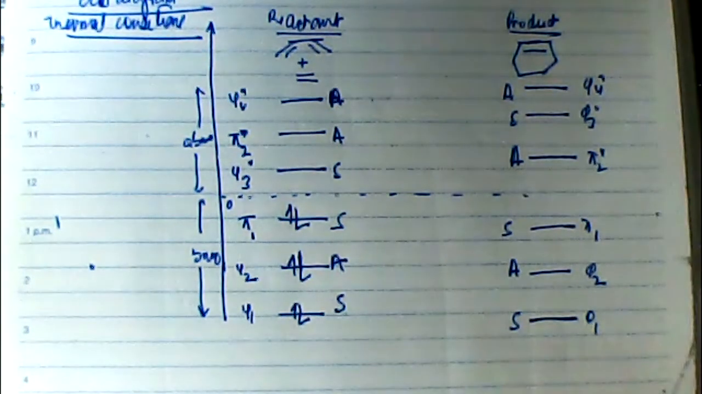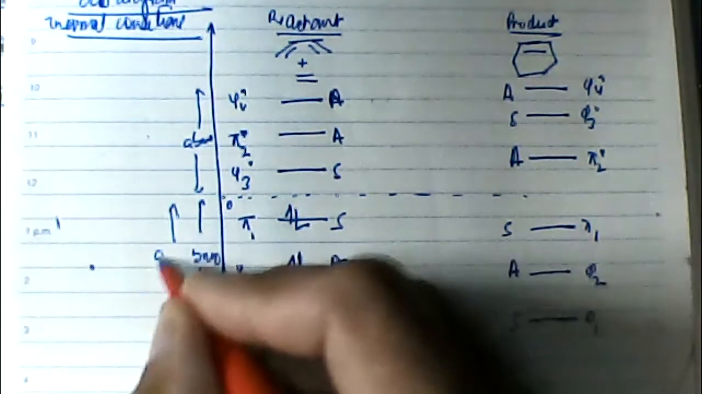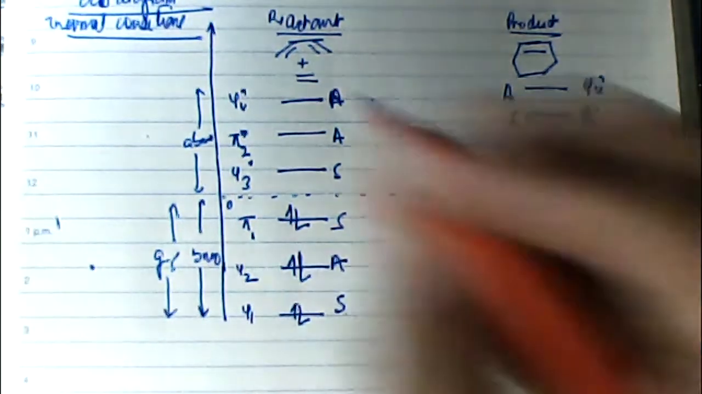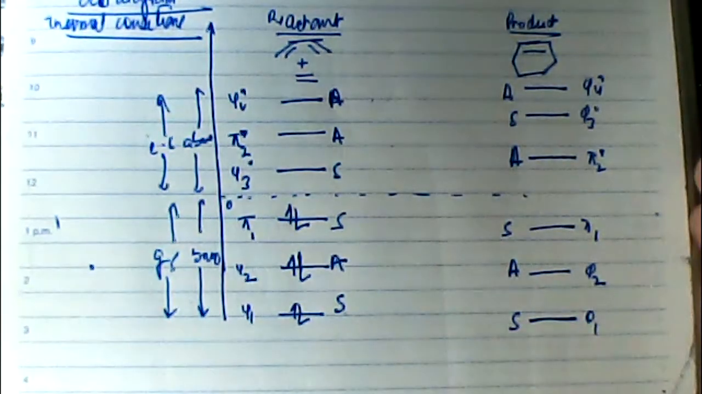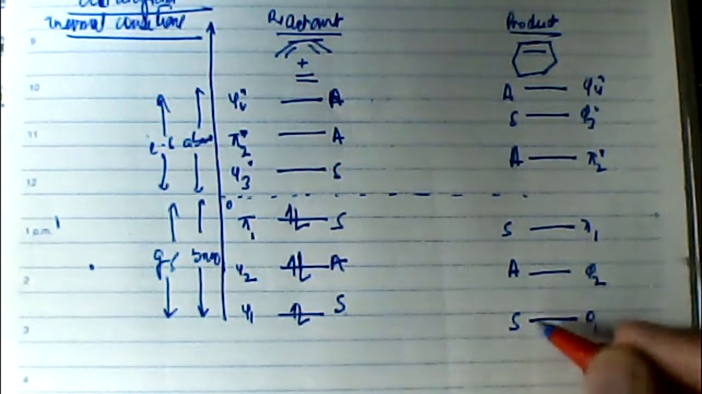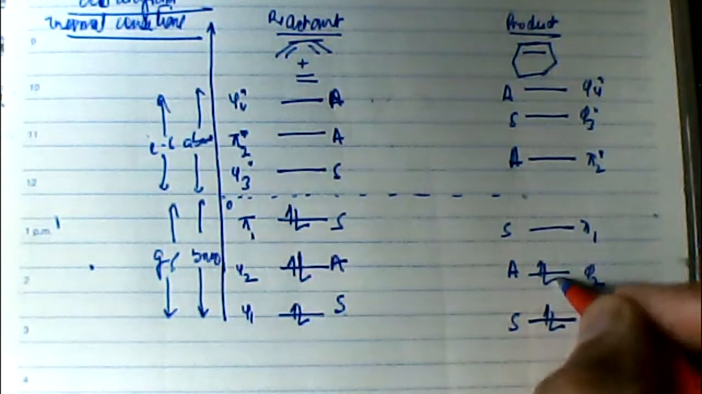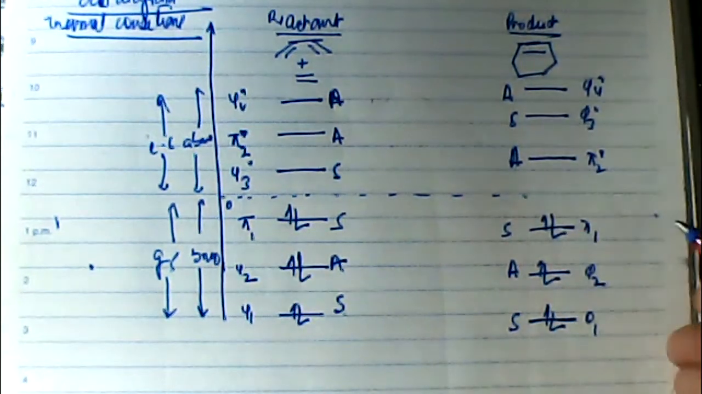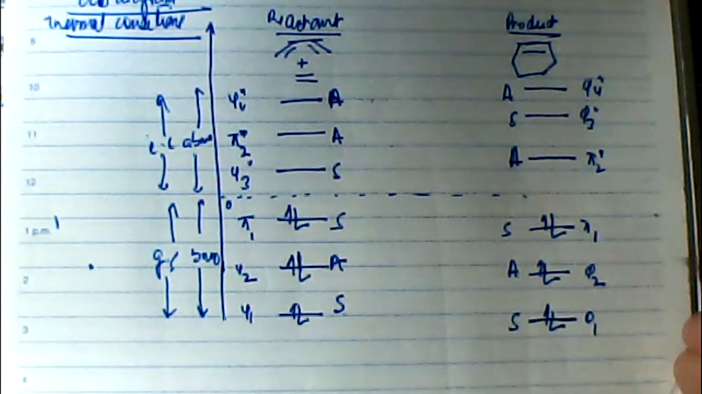Under thermal conditions, we will not have an electronic excitation, therefore this point is my ground state and all upper ones are the excited state. Of course, the excited state under thermal conditions is not populated. Similarly, on the product side, first 2 electrons will go to phi1, next 2 electrons will go to phi2, next 2 electrons will go to pi1. Phi2 star, phi3 star and phi4 star will not be populated under thermal conditions.